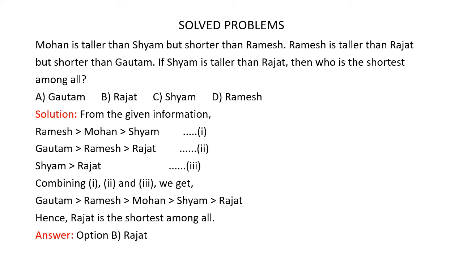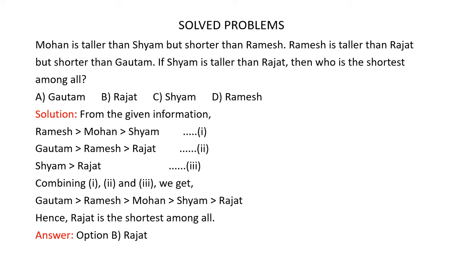Now the given information can be written like this. Mohan is taller than Shyam but shorter than Ramesh. This is the first expression. Now it's given that Ramesh is taller than Rajat but shorter than Gautam. This is the second expression. It's also given that Shyam is taller than Rajat. This is the third expression.